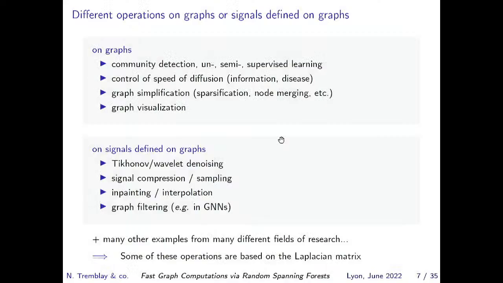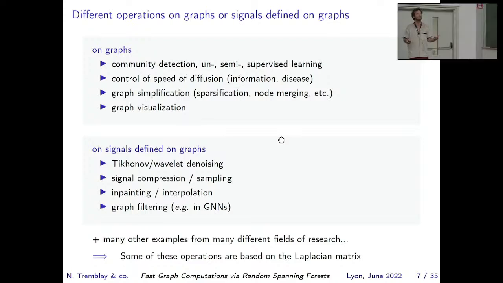So here, a list maybe of different operations one can do with these graph-based data. What can we try? What's interesting to do on this data, to compute on this data? So there could be, for instance, community detection. So on the graphs, community detection. So finding groups of nodes that are more connected with each other than with the rest of the graph.